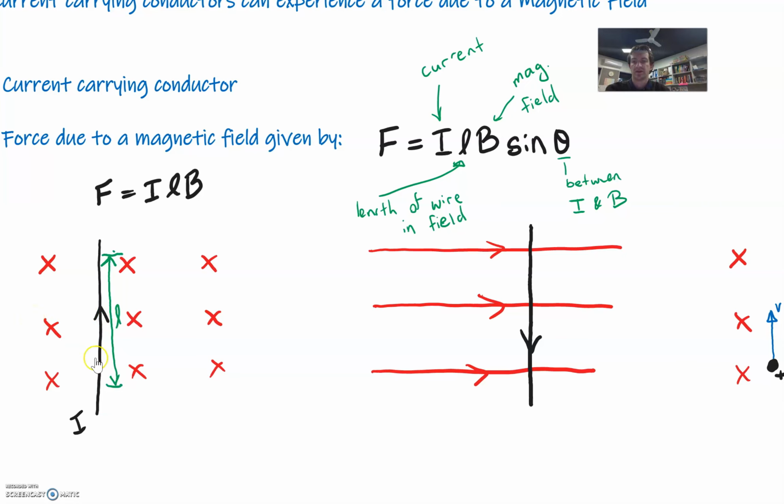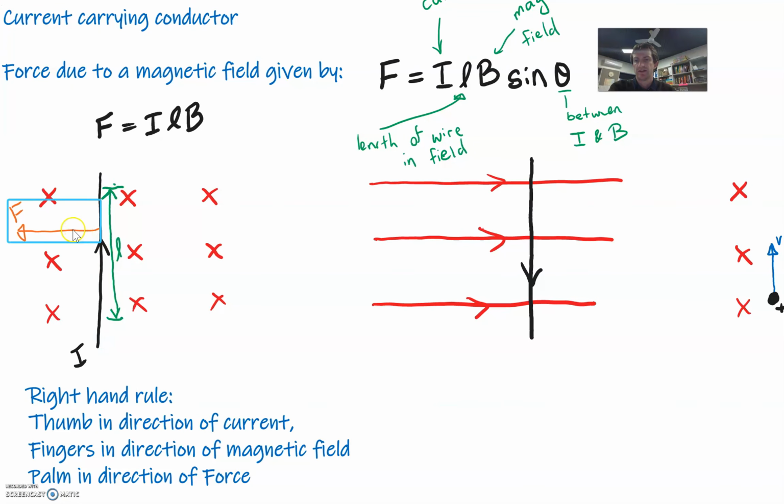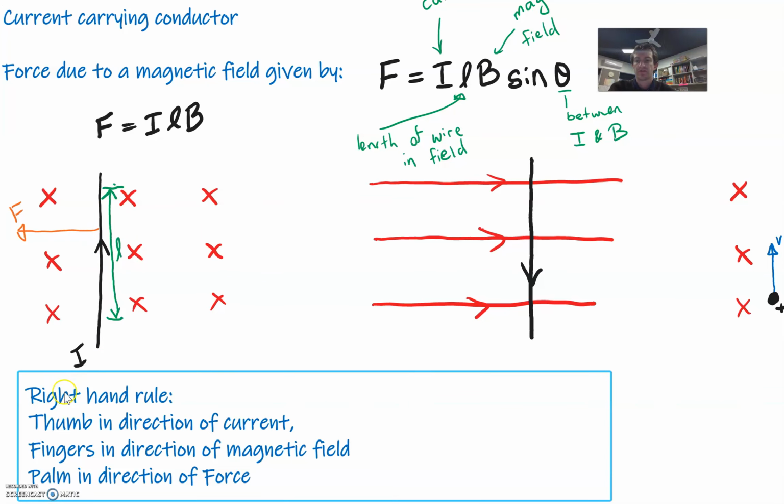So in this example here, it's force to the left, and we apply that same logic to calculate the direction of the force for any wire. So for this wire here, the entire thing will be shunted in a force to the left according to the right hand palm rule.